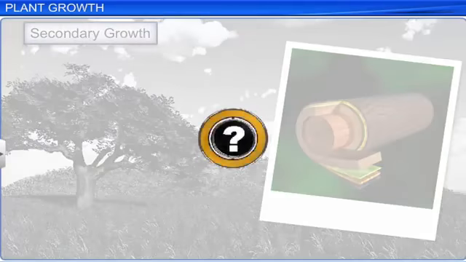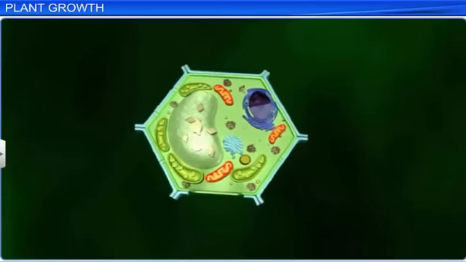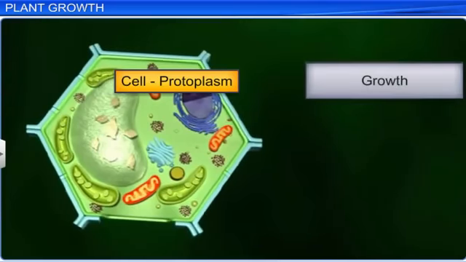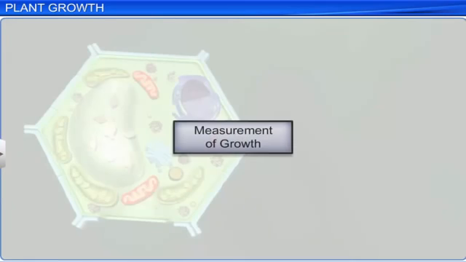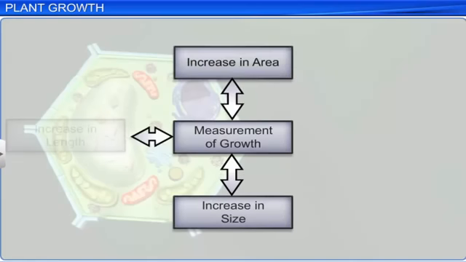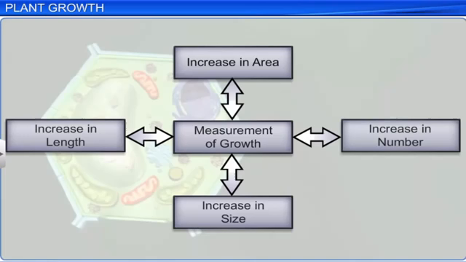Now, let's see if we can measure growth. At the cellular level, growth refers to an increase in the amount of protoplasm, which is difficult to measure. Hence, growth is measured by different parameters such as size, area, length, and number.